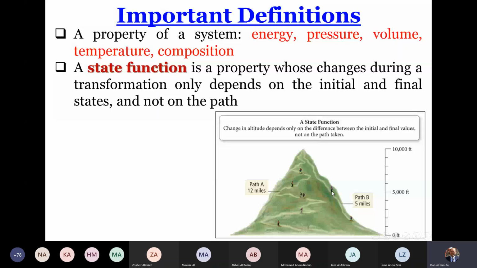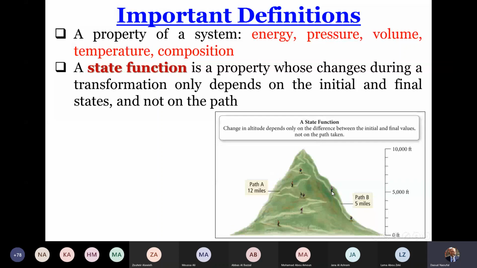Student A follows path A, student B follows path B, and path A is different from path B, but the height of student A is the same as the height of student B. So the height is a state function. It does not depend on the path I follow. It depends only on my initial state and my final state. So this is a state function.